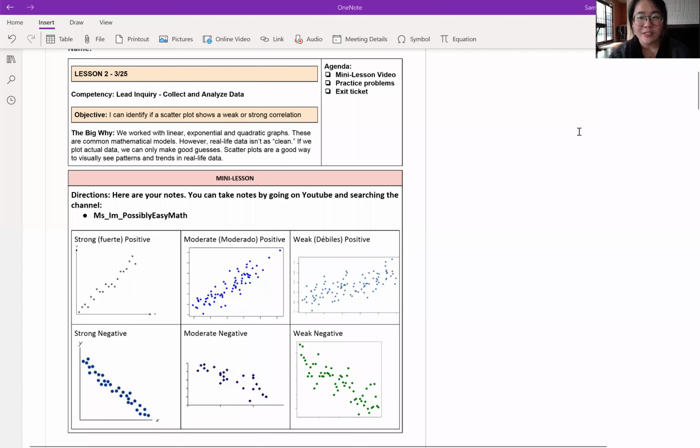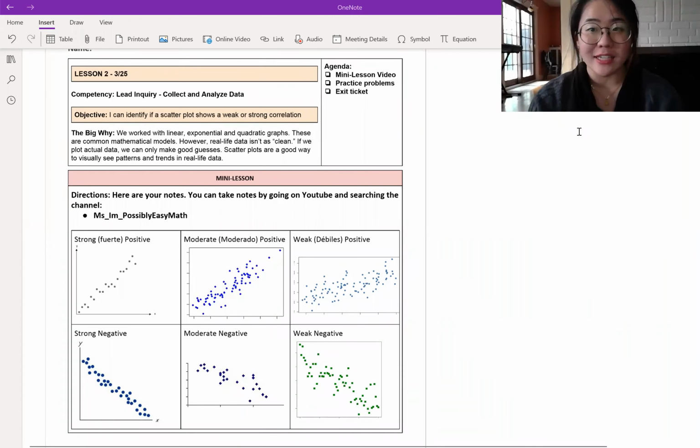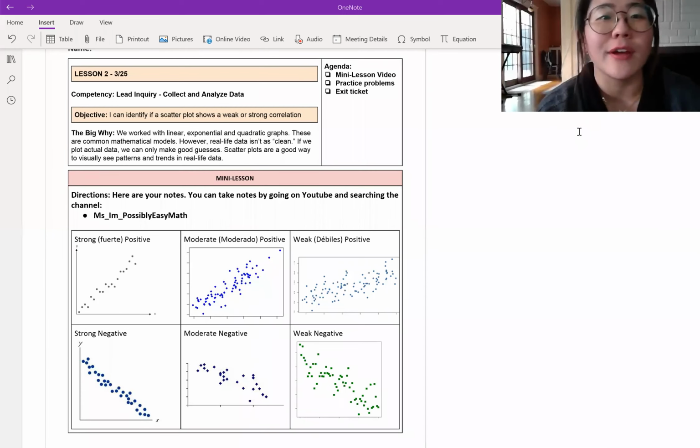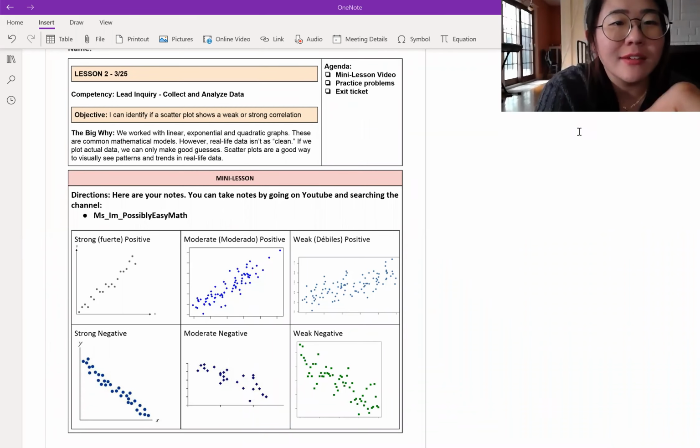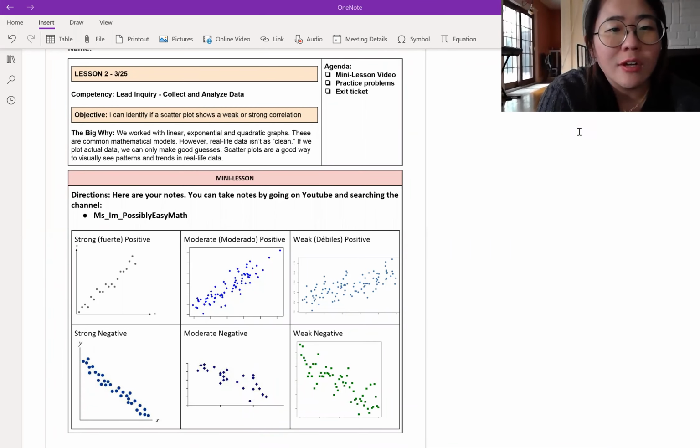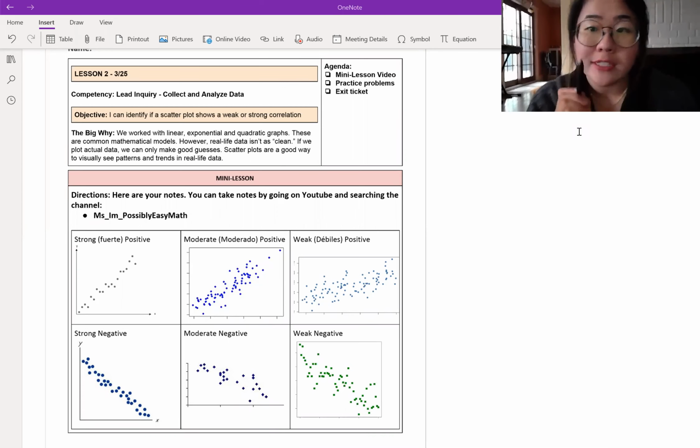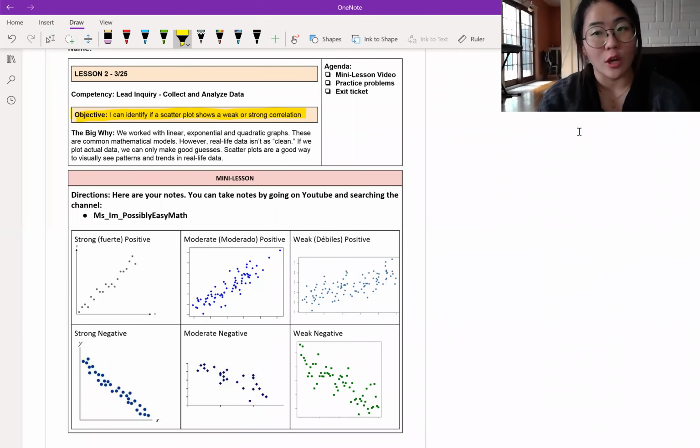Alrighty, so our saga with correlation and scatter plots continues. Today, our objective is to be able to identify whether a scatter plot shows a weak or strong correlation. By now, you already know red means you don't have to write it down. Blue means you gotta write it down. So keep that in mind.